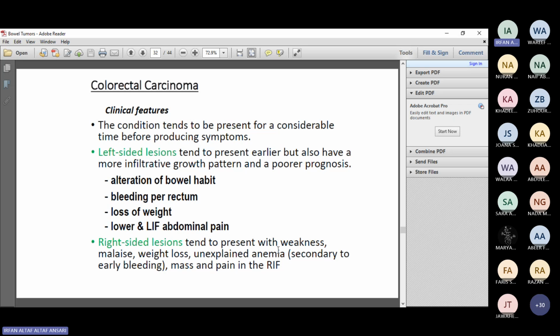Right-sided lesions tend to present with weakness, malaise, weight loss and unexplained anemia, because they remain silent until old age. Sometimes we say, okay, he is old. Loss of weight is common in old age, weakness is common in old age, and anemia too. But remember, with any elderly person coming with anemia, always look for colon carcinoma and gastric carcinoma. And as it is on the right side, you might feel a mass or right iliac fossa pain.